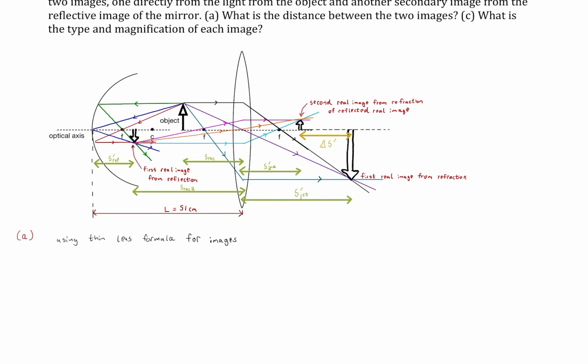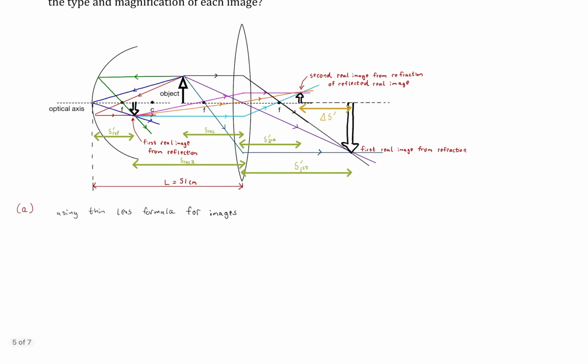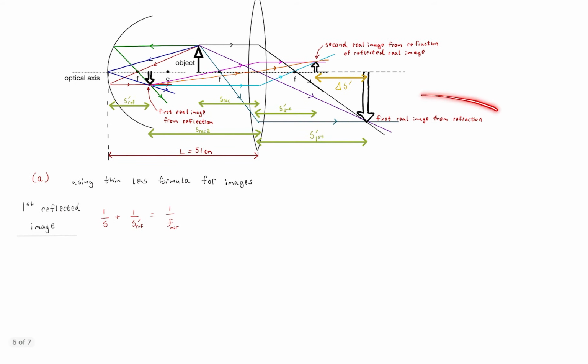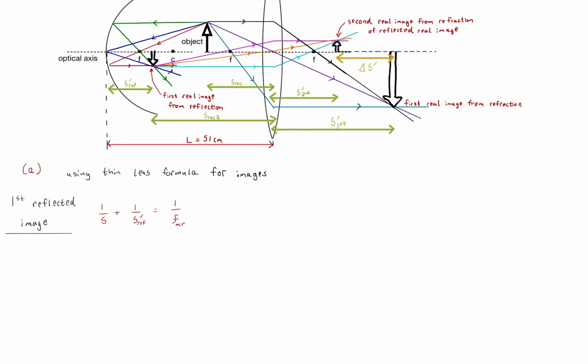All right, so using the thin lens formula for images, we're going to find the first reflected image, right? That's this one. Or no, sorry, the first reflected image is this one. And I call it the thin lens formula, but obviously we're using it for a mirror first, but it's the same formula. Okay, so here we see that we're going to find the reflective image. That, again, is this one. And this is the focal length of the mirror we're going to use in this case. So f_mir for mirror. We'll zoom in a tad on that.